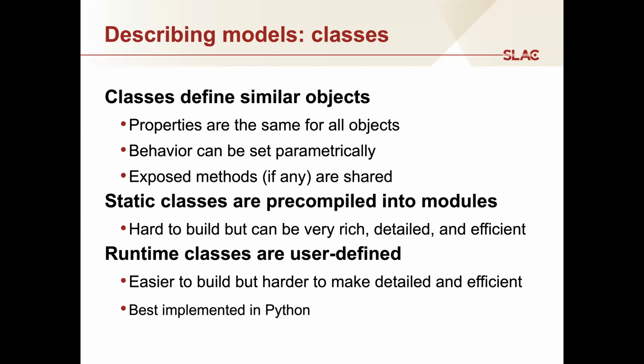The C implementations do work. They're very fast, but they tend to be a little bit harder to implement, and they do require considerably more programming skill than Python does. And so as a general recommendation, Python runtime classes are better. They're easier to deal with.